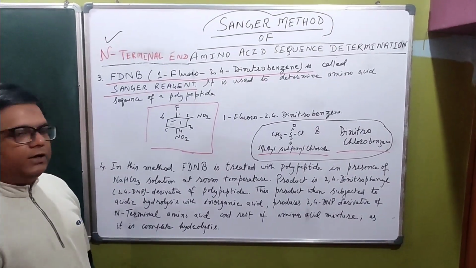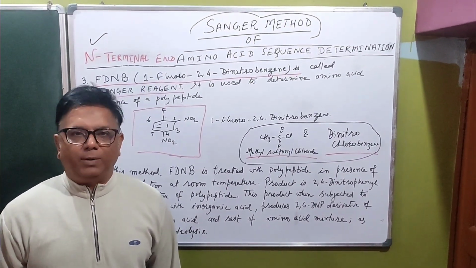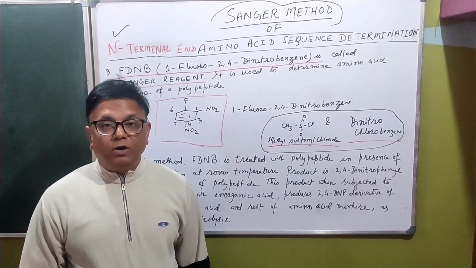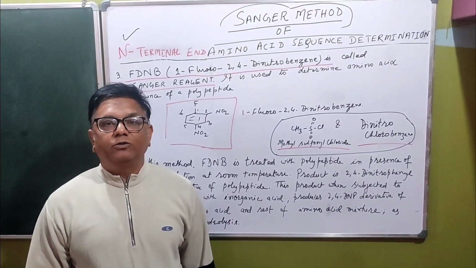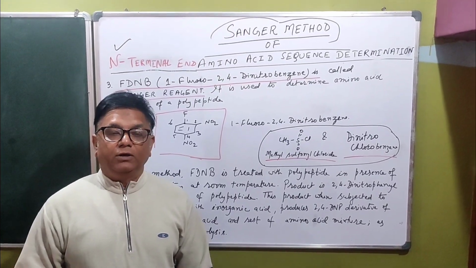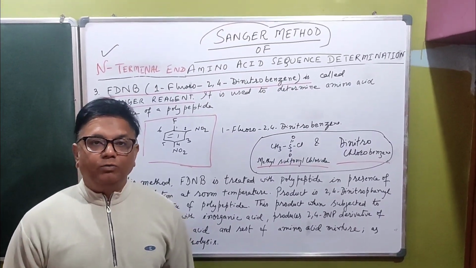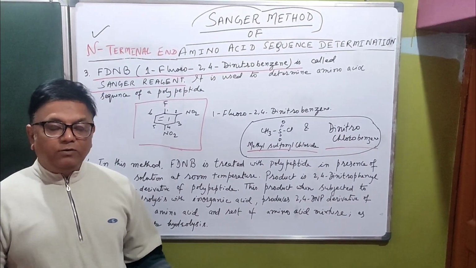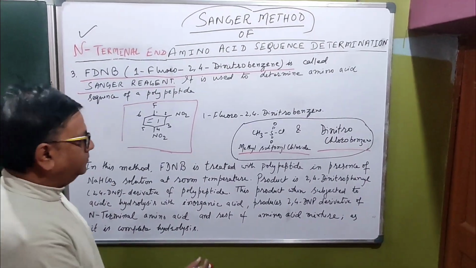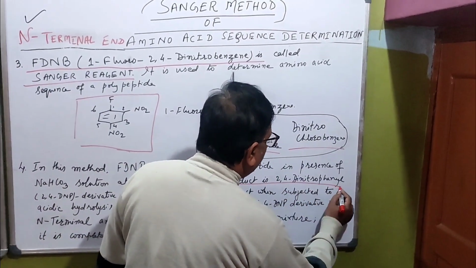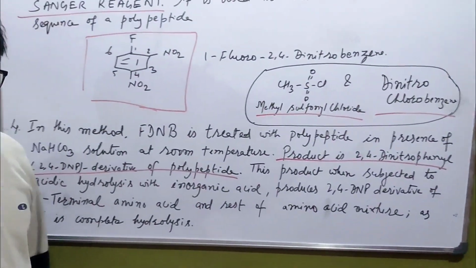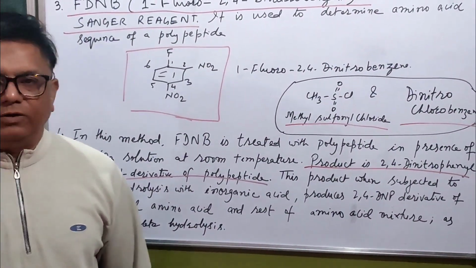So what he did was react the polypeptide with FDNB in the presence of sodium bicarbonate solution at room temperature. It is a very mild reaction at room temperature. And what will be the result? The product is the 2,4-dinitrophenyl derivative of the polypeptide. You will write the reaction.